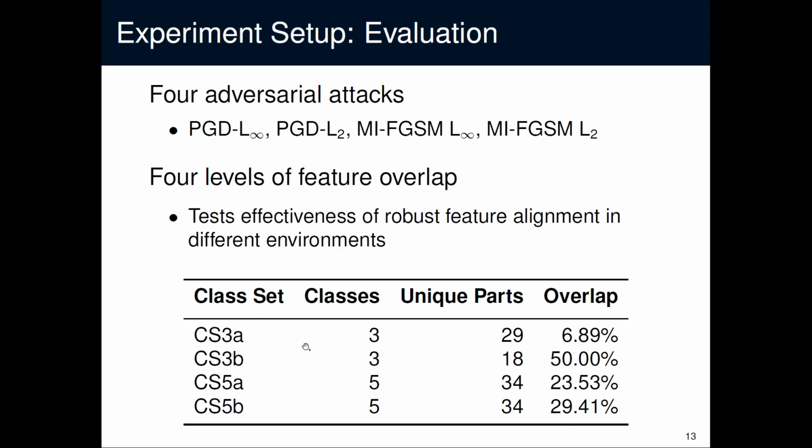CS3A and CS3B both have 3 classes, but they have very different numbers of unique parts. Essentially what this means is that CS3A has very distinct images like a human, a train, and a car. And this adds up to many unique and distinct parts and low feature overlap, while CS3B has the same number of classes, but a much higher feature overlap. So this could be something like a dog, a cat, and a person, and this is contributing to very similar features. And then CS5A and CS5B repeat this similar process to CS3A and 3B, except with 5 classes.